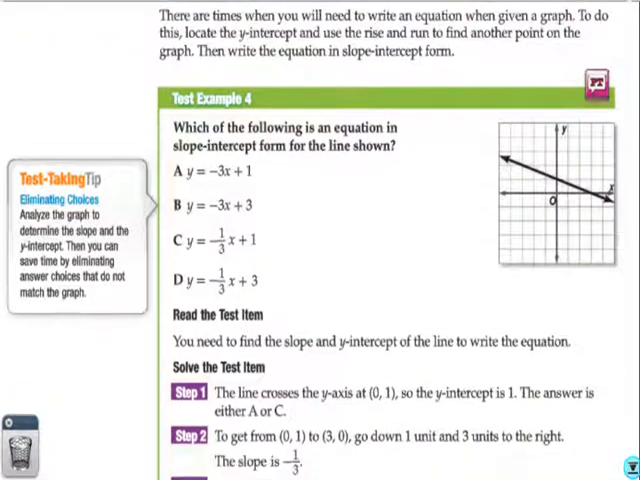There are times when you'll need to write an equation when given a graph. So we got to look at the graph and get some information from it. So we look at this example, okay? The y-intercept is at 1, so I immediately know that's not an answer and that's not an answer. Then I'm looking for other clues. They're both negative and the line's going down, all right, so that's got it. But let's look at the slope. I go down 1 and then right 3. Down 1 is the rise, right 3 is the run, so I know the answer is C.